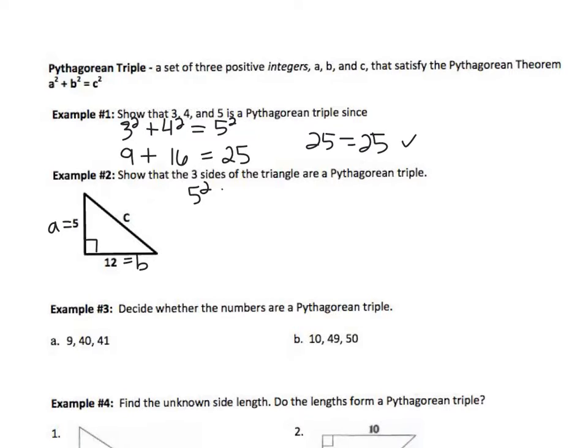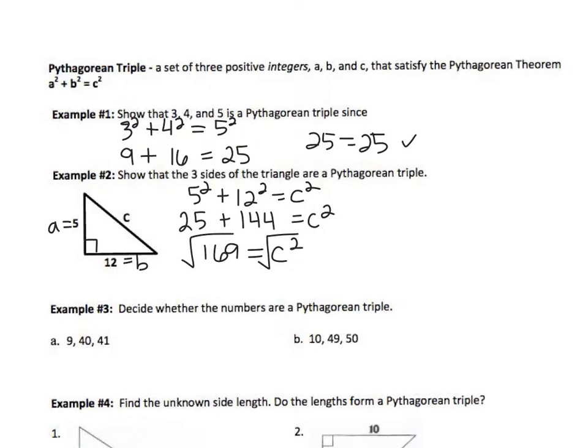So we have 5 squared plus 12 squared equals C squared. 5 squared is 25. 12 squared is 144. So 25 plus 144 equals C squared, and 25 plus 144 is 169. So that equals C squared. To solve for C, we take the square root of both sides and we get C equals 13. So we also have another Pythagorean triple, 5, 12, and 13. If I have a triangle with lengths 5, 12, and 13, we know it has to be a right triangle.